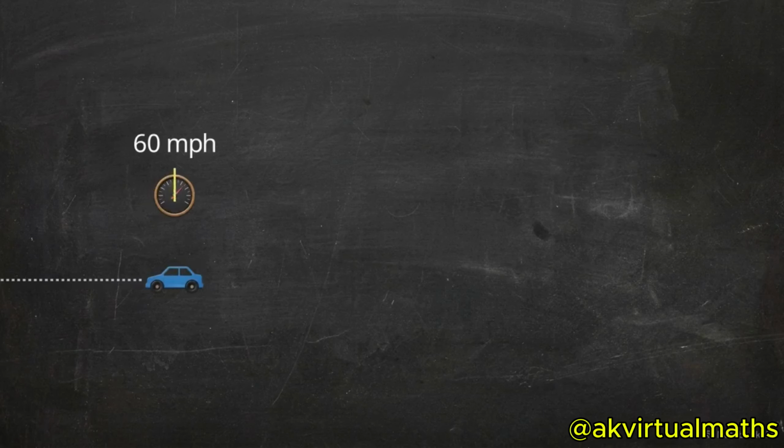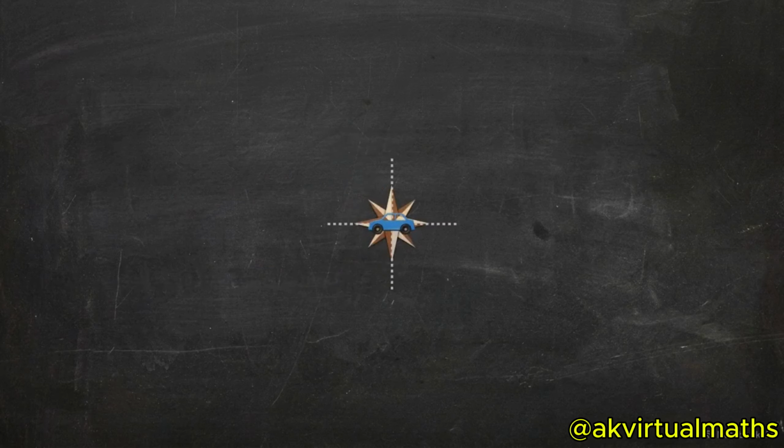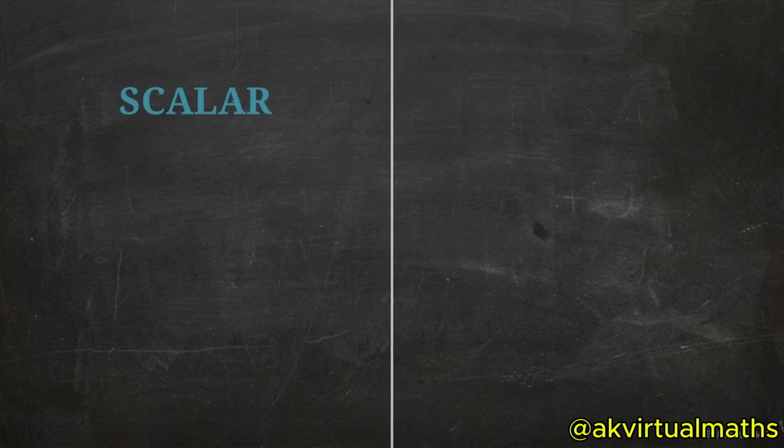Knowing a car is traveling at 60 miles per hour tells you how fast it's moving, but it provides no information on where it will end up. To predict its actual destination, you have to know its direction. This gives us two distinct categories for physical quantities.